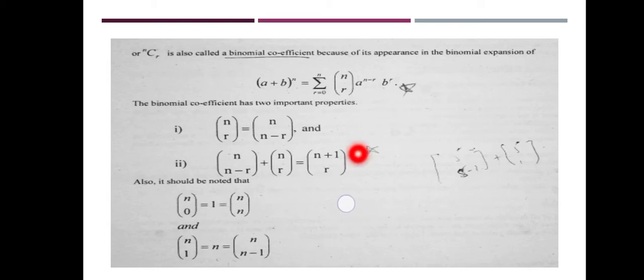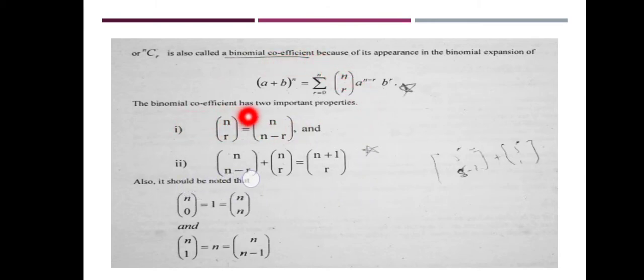Now, nCr is also called a binomial coefficient because of its appearance in the binomial expansion of (a plus b) raised to the power n, which is equal to the summation, r varying from 0 to n, of nCr a raised to the power n minus r, b raised to the power r. This is the binomial expansion, and nCr appears in this binomial expansion. So nCr is also called the binomial coefficient.